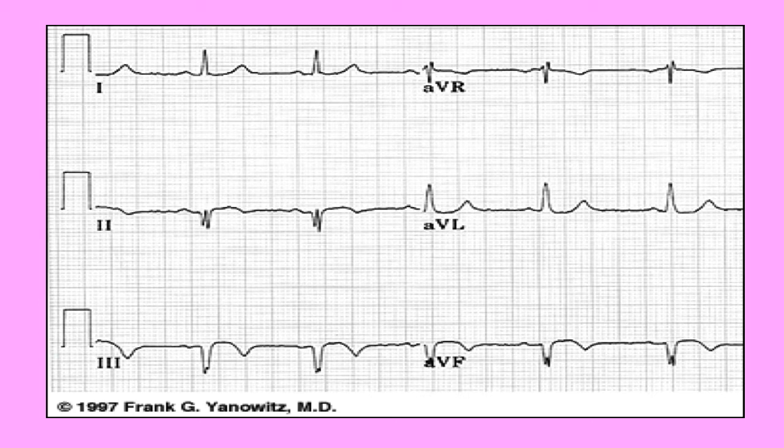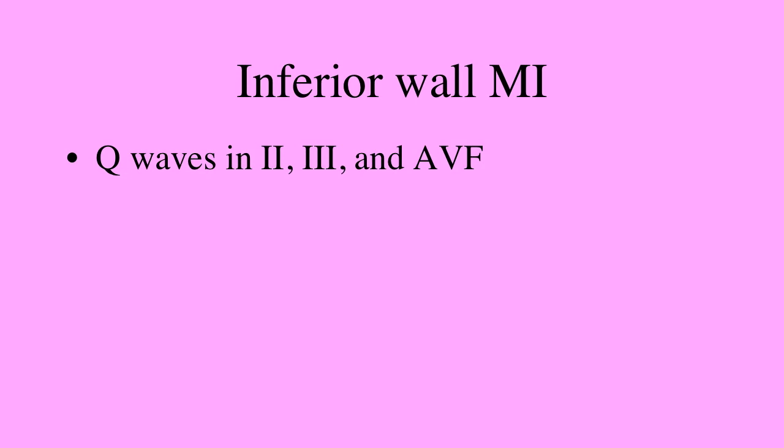And so if we click to the answer, Q waves in 2, 3, and AVF would indicate an inferior wall infarct. And again, that's that one that we've seen quite a bit of. And if you can do that, that's a good start. That's good progress toward this.